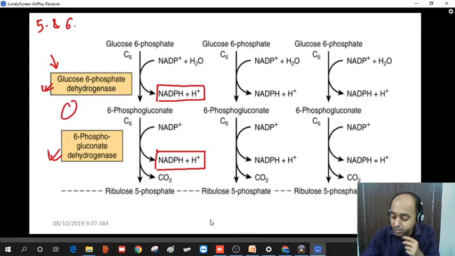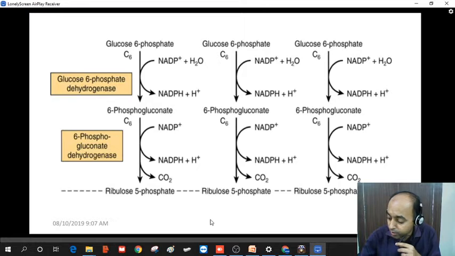This question is asked: NADPH in the HMP shunt is generated by which of the following enzymes? So remember, NADPH is generated by glucose 6 phosphate dehydrogenase and 6 phosphogluconate dehydrogenase.